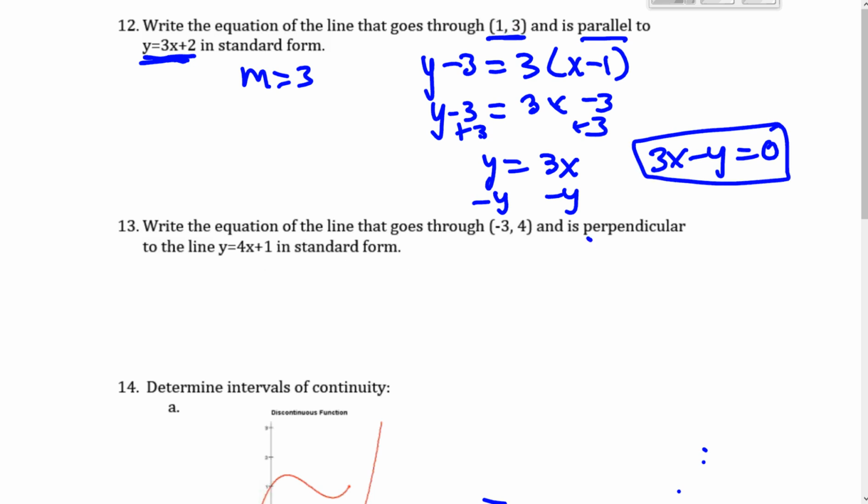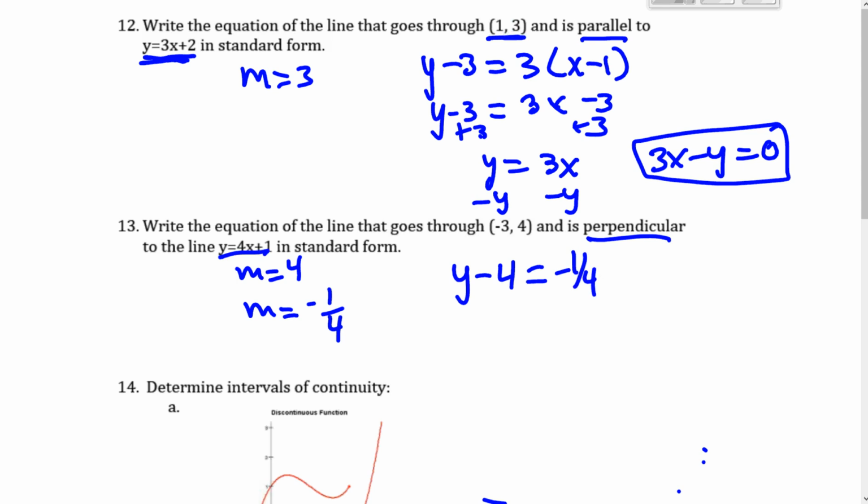Okay, same thing on this, but it's perpendicular. So I want to find this slope, which is 4, and I want to take the slope that's perpendicular. So that's opposite: change the sign and flip the fraction. So -1/4, that's what I'm going to use. I'm going to put it in point-slope form, sorry. y minus my y value equals -1/4 times (x minus my x value, which is -3), so that becomes a +3.